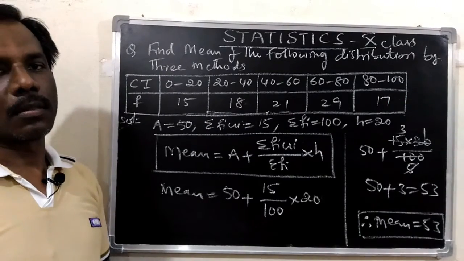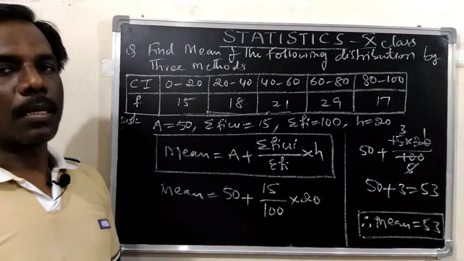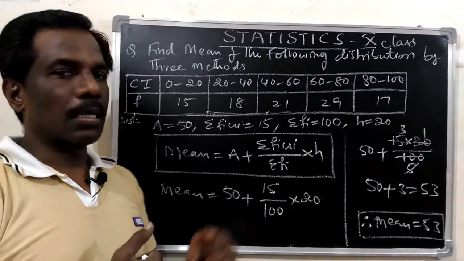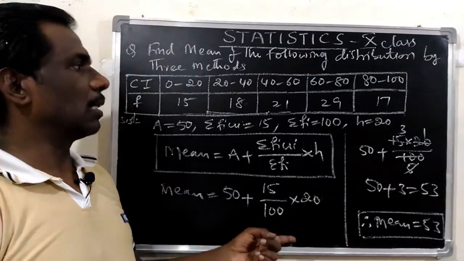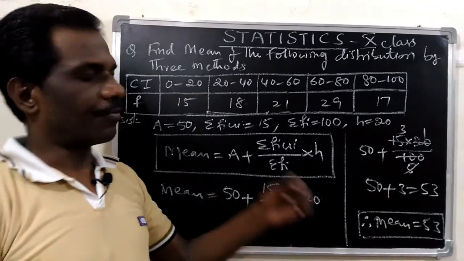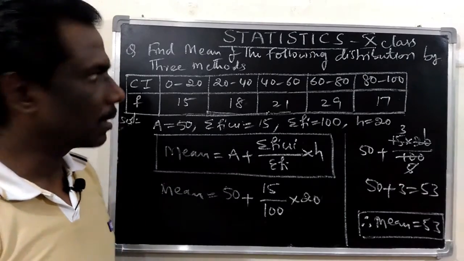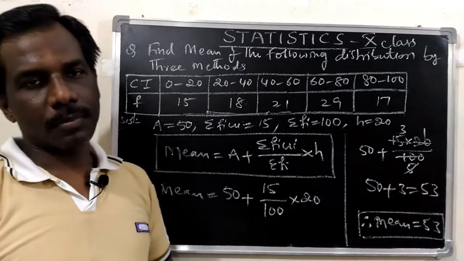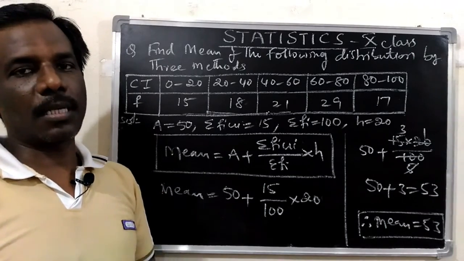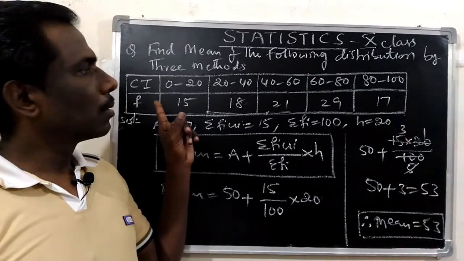So we got the mean value in the direct method as 53, in the shortcut method also 53, and in this step deviation method also 53, because we took the same question and by using three methods we found the mean.